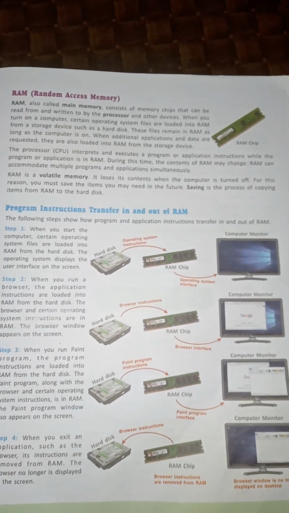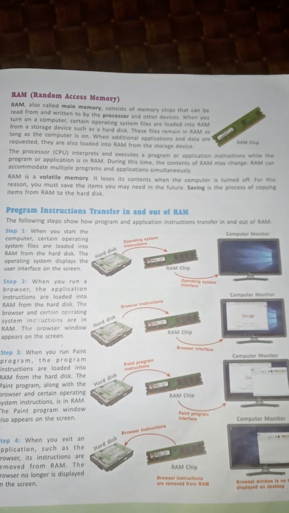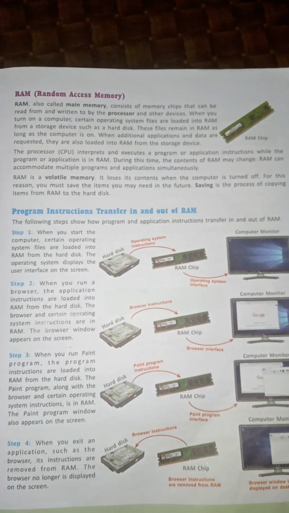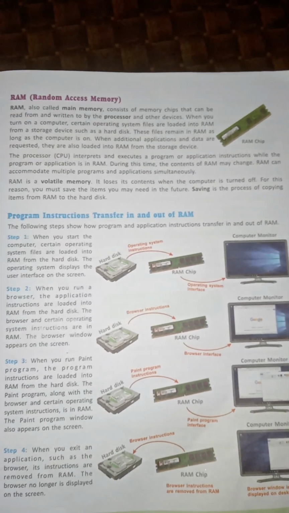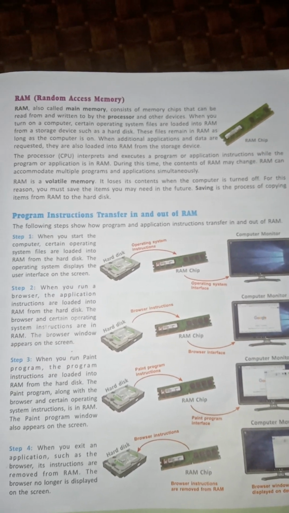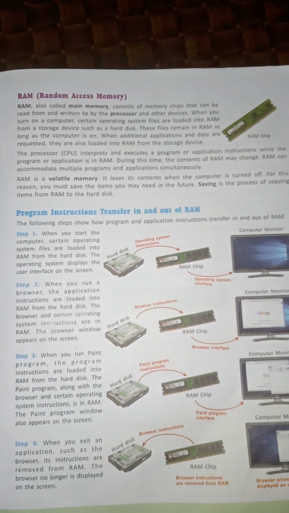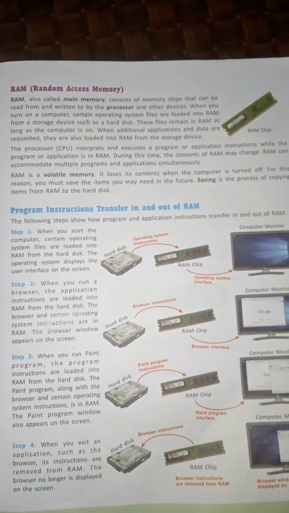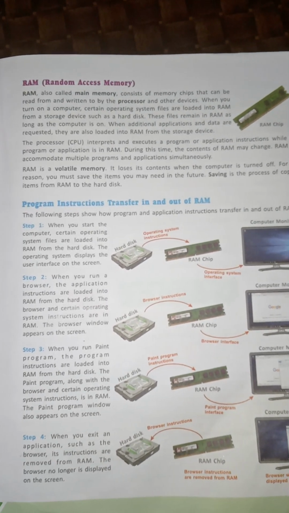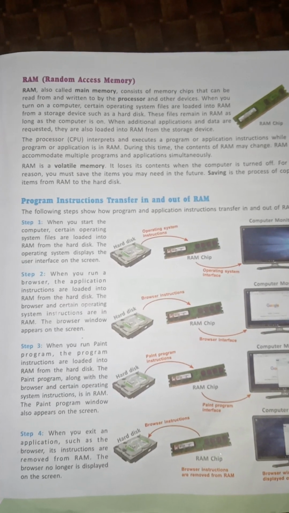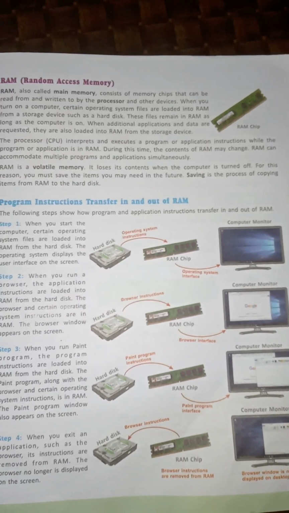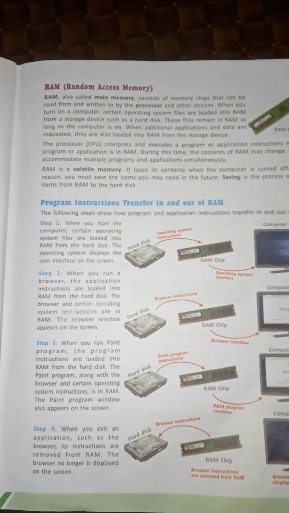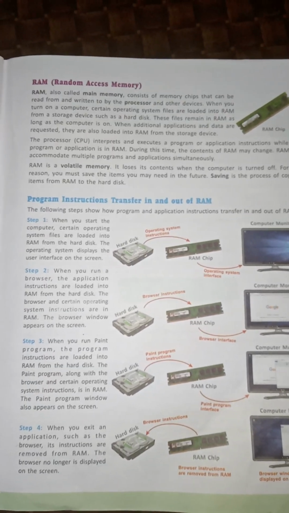When you turn on a computer, certain operating system files are loaded into RAM from a storage device such as a hard disk. These files remain in RAM as long as the computer is on. When additional applications and data are requested, they are also loaded into RAM from the storage device. The processor CPU interprets and executes a program or application instruction while the program or application is in RAM. During this time, the contents of RAM may change.